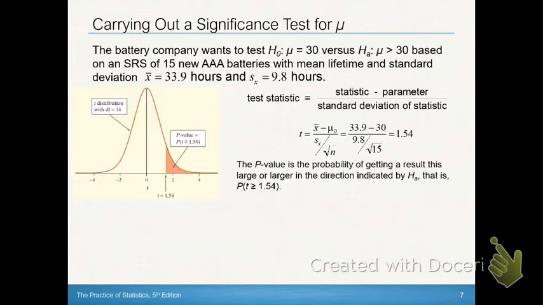Next up, we're drawing our picture. We've got our t distribution that looks an awful lot like our normal distribution. It's just got more area in the tails. The center point is 0, and then we move over to 1.54, or whatever our test statistic was. In this case, since our alternative hypothesis is a greater than sign, mu is greater than 30, we're shading above that test statistic.